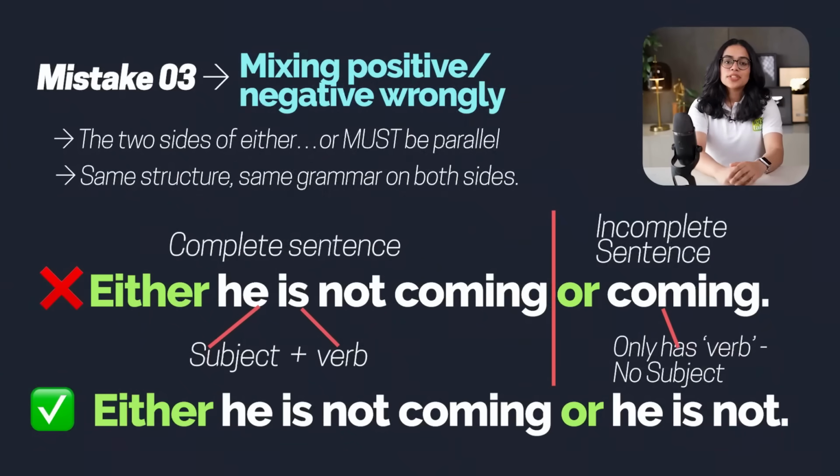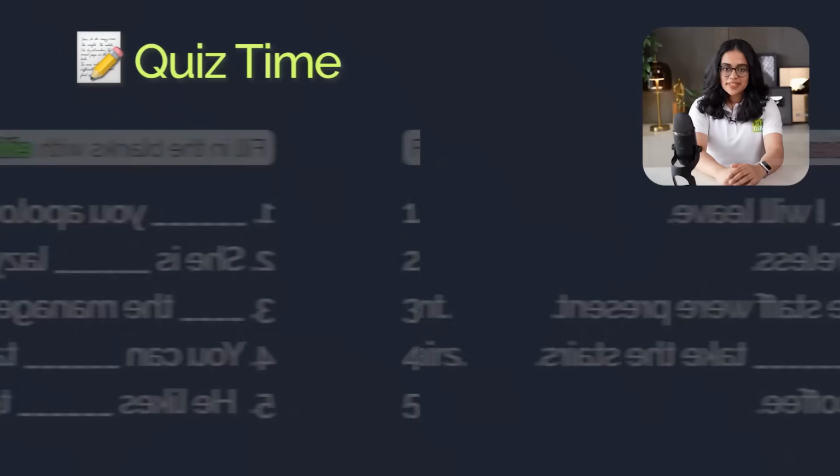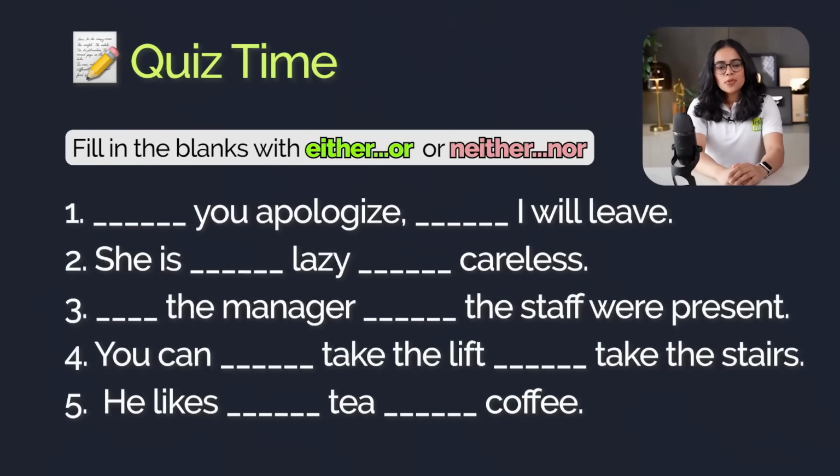Alright, now it's time to test your understanding of this lesson. It's quiz time. There are 5 questions on your screen, and in the blank, you need to either fill either or neither nor. Take your time, pause the video, take a screenshot, and drop your answers in the comments.